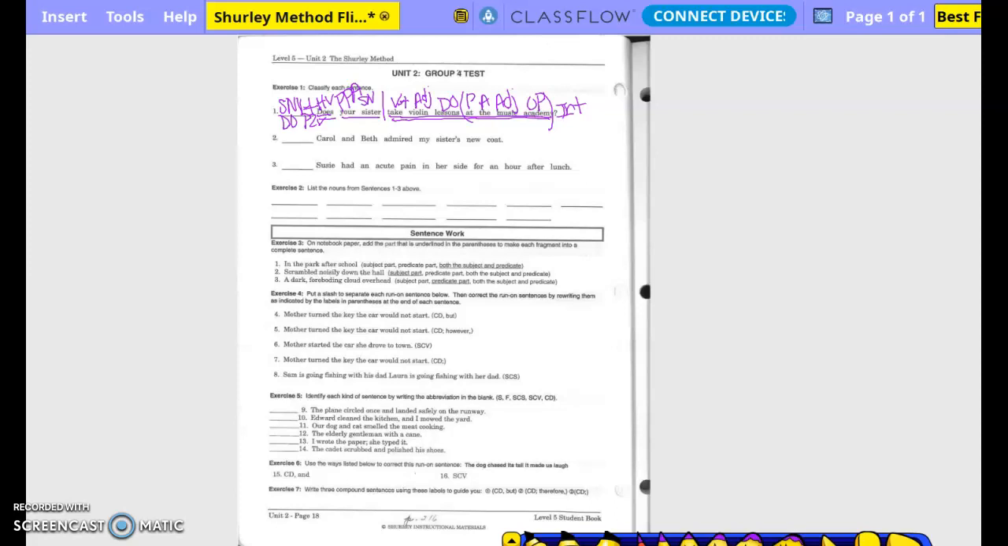Who admired my sister's new coat? Carol and Beth. So they're compound subject nouns. And is a conjunction. Okay. What is being said about Carol and Beth? Admired. Verb. Admired what? The coat. Is coat the same thing as Carol and Beth? No. So it's the direct object, and admired becomes the verb transitive.